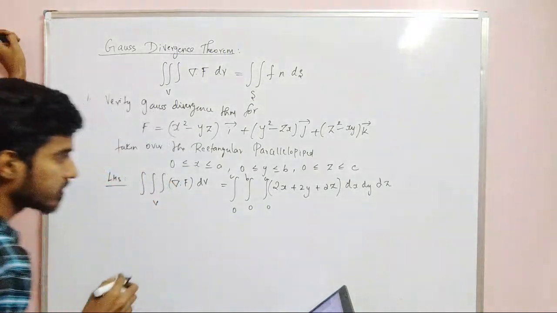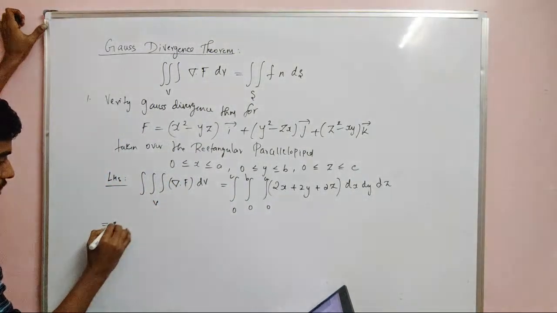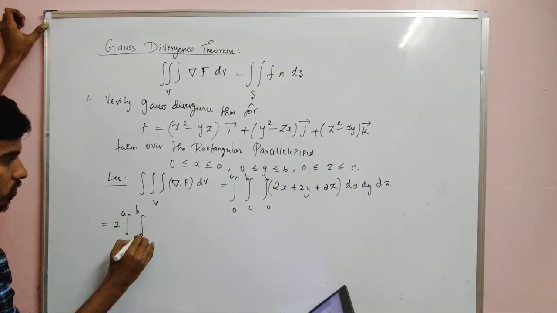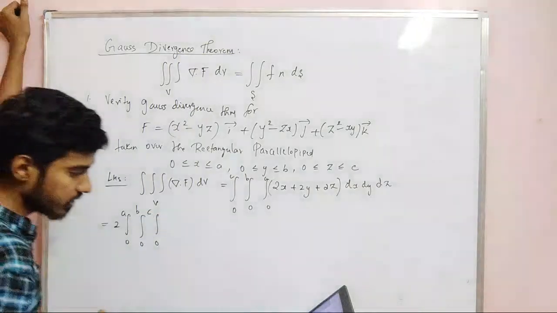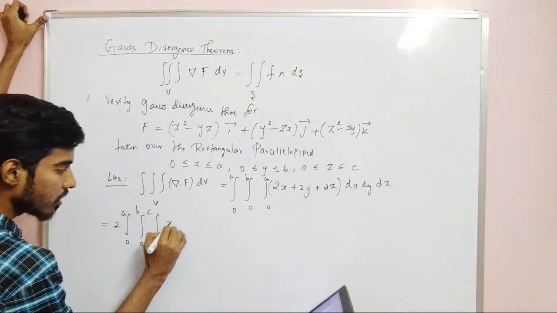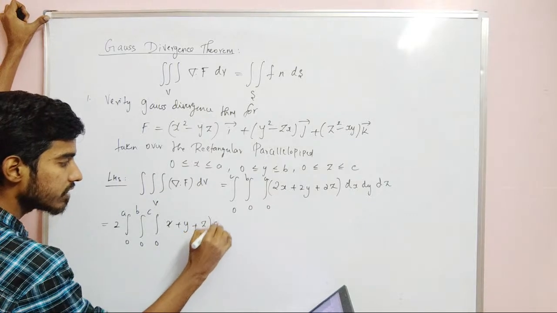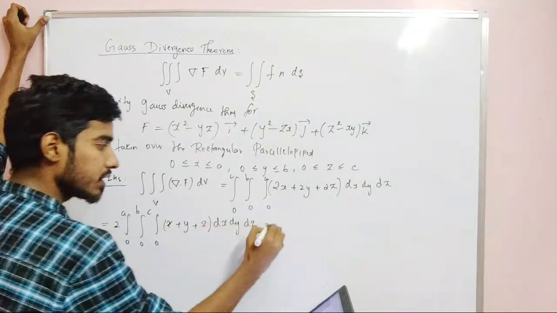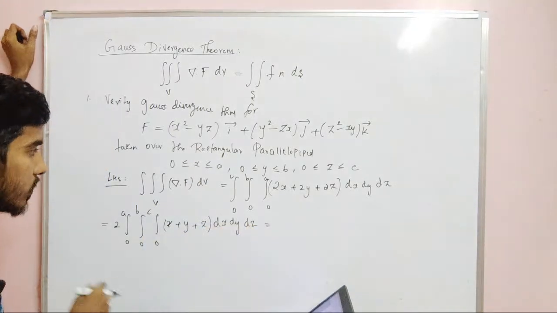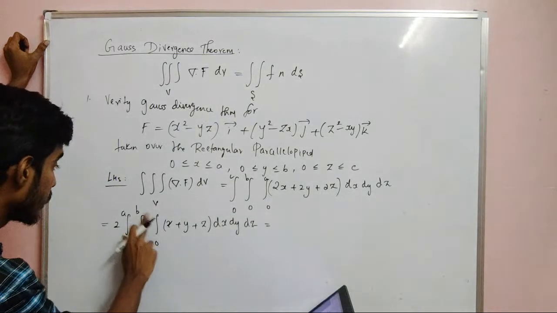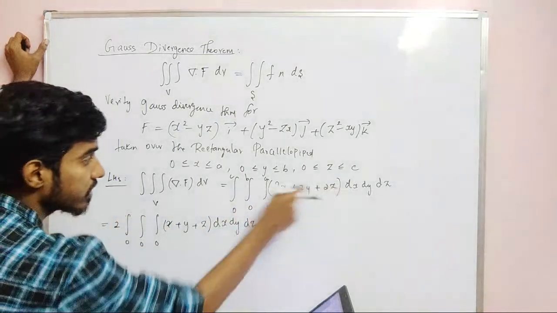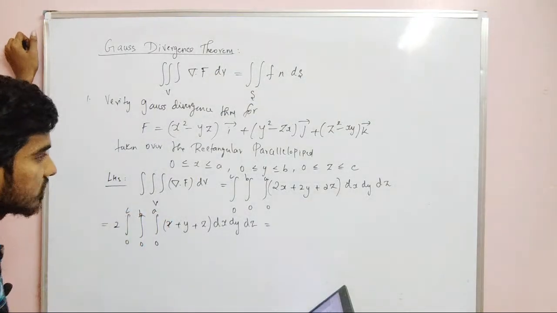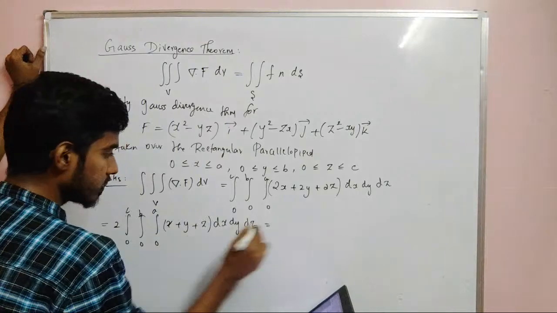So we need to integrate this, that's it, right? Yes. So we will integrate this. So I can take 2 outside. If we take 2 outside, this will be integral 0 to a, integral 0 to b, integral 0 to c, of (x plus y plus z) dx dy dz. Now first I need to integrate with respect to x. So first we need to write the x limit, that means 0 to a, 0 to b, 0 to c. First I need to integrate this with respect to x.